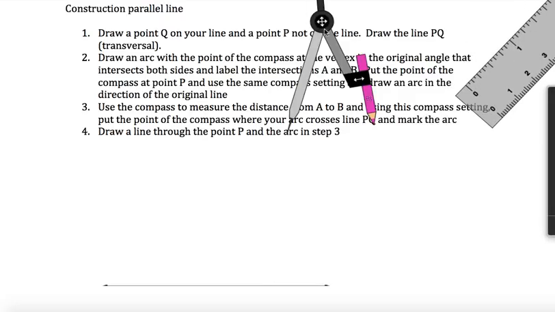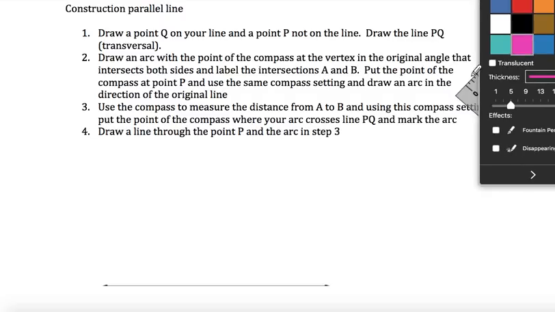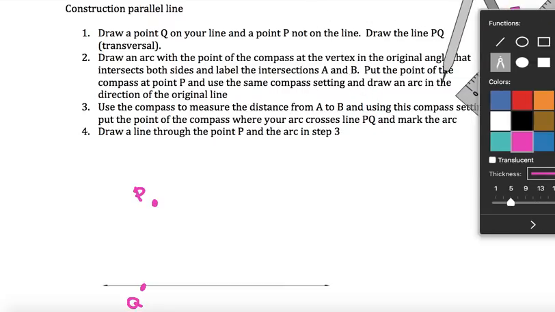So the first thing we're going to do is we need to have a point that is on our line and a point that's not on our line. So with my pencil, I'm just going to create a point on the line, and I'm going to name that one Q. And I'm going to put a point that's not on my line, and I'm going to call that one P. So I want to draw the line PQ, and that's going to be a transversal.